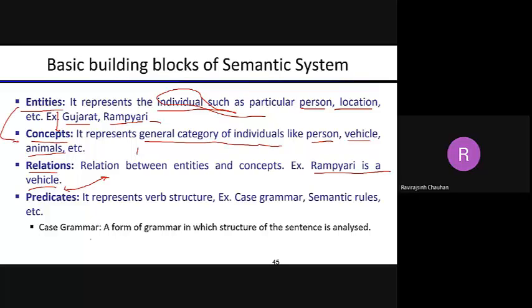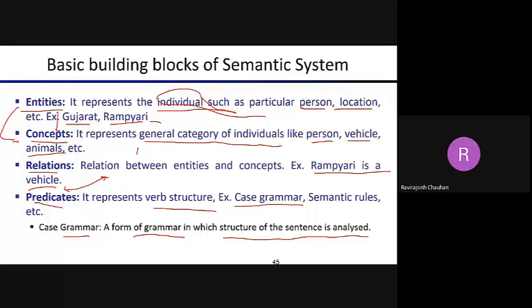That is how we can understand the relation, and after defining the relation, we can understand the meaning between entities and concepts. Apart from that, we have predicates. They represent the verb structure, how your meaning is associated, how you can assign semantic rules, like how you can do transitions. One example of a predicate is case grammar. The grammar we saw earlier was syntactic grammar, in which the structure of the sentence is analyzed. Where we analyze structure is called case grammar.